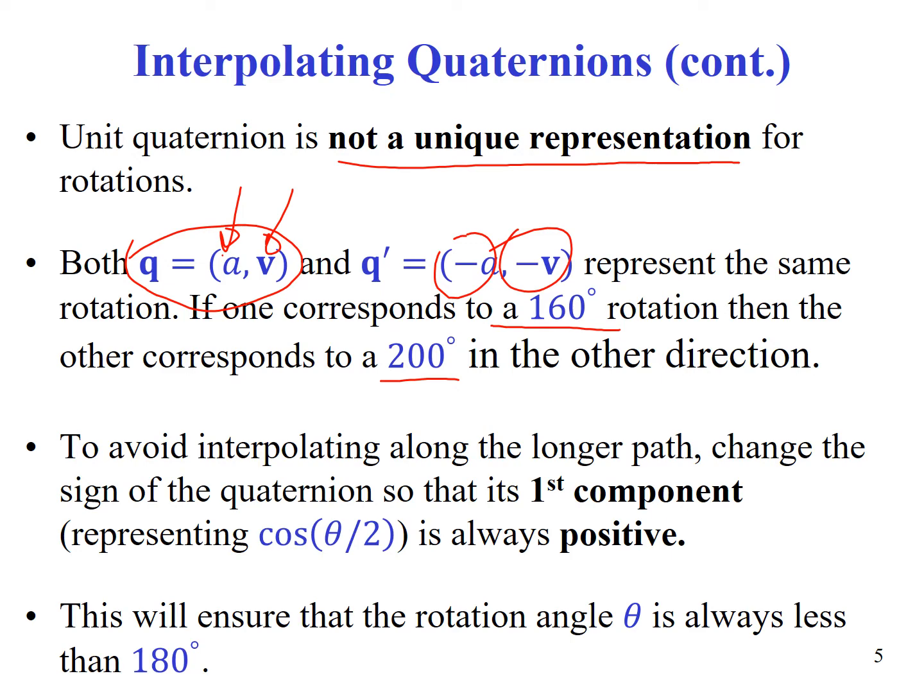To avoid interpolating along longer paths, we change the sign of the quaternion so that the first component is always positive. The first component of the quaternion is always positive. This will ensure that we are rotating along the smaller angle and not along the larger angle.